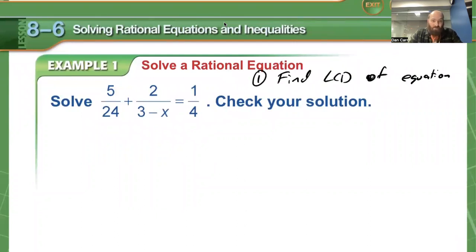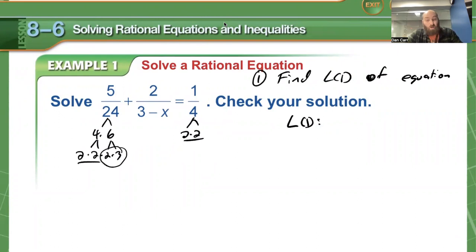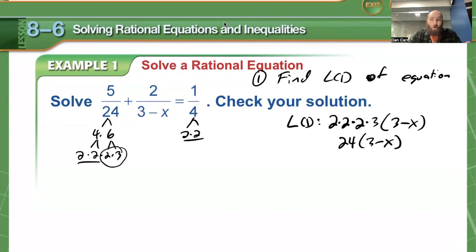When I look at this, I've got a few different things. I've got 24, 3 minus x, and 4. So 24, if I do a quick breakdown, that'll be 4 times 6, and then we got 2 times 2 times 2 times 3. To identify my least common denominator, it's going to be made up of the two 2's here, then we have a 2 and a 3. So it'll be 2 times 2 times 2 times 3. 3 minus x will just be like that. So we got 24 times 3 minus x, and that's my least common denominator between all three here.